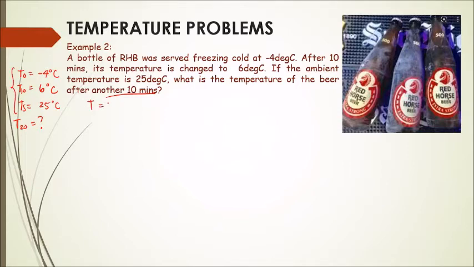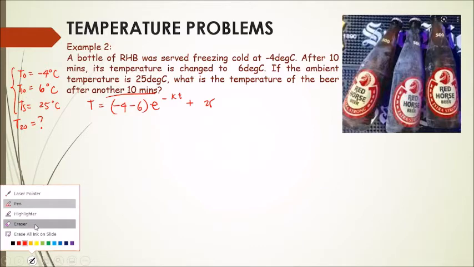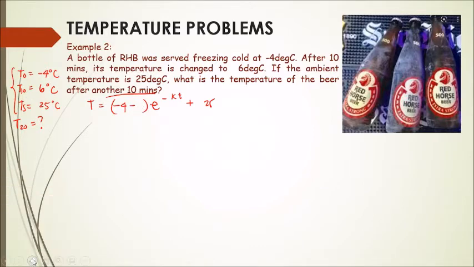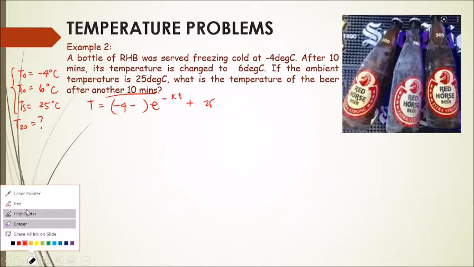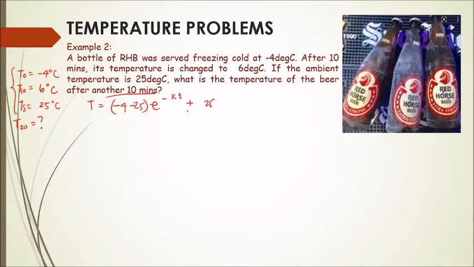T equals T0, which is -4, minus Ts, that is 25, times e to the negative kt, and then plus Ts. Ts is 25. T0 minus Ts, sorry, that was wrong. T0 minus Ts, so that should be -29. Okay, so let's simplify this: -29 e to the negative kt plus 25.